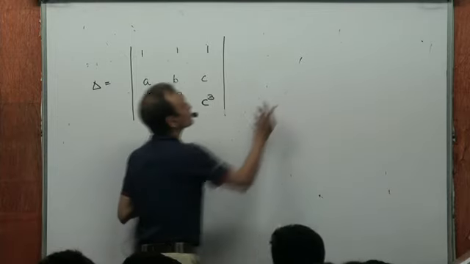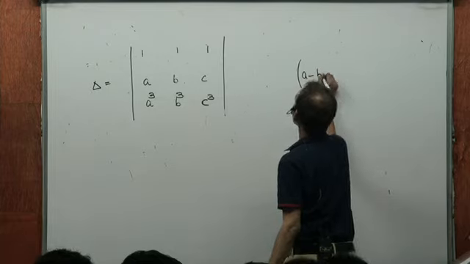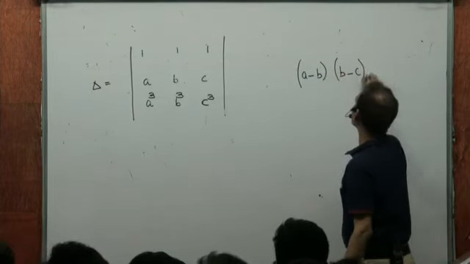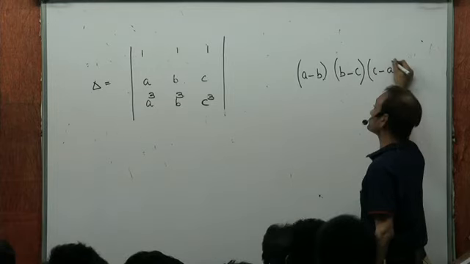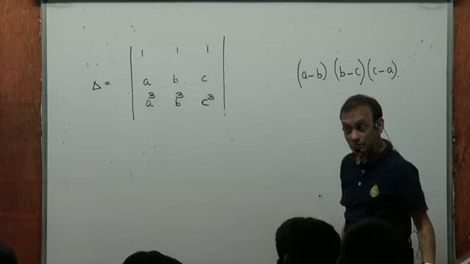So one thing for sure, exactly the way I discussed the previous determinant, A minus B must be a factor of this, B minus C must be a factor of this, C minus A must be a factor of this. That's certain.